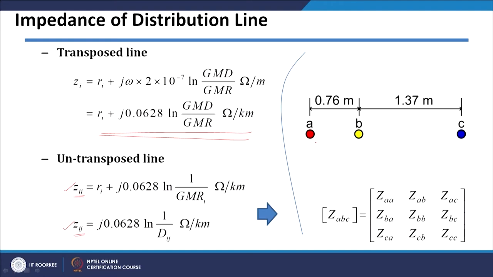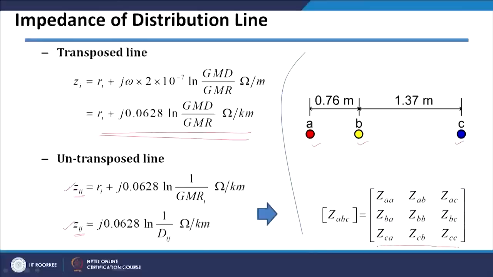Like the system which I have shown here, suppose there are 3 conductors, then there will be a 3 by 3 matrix for an untransposed line, and the entries of those 3 by 3 matrices will be given by this one. So, these ZAA, ZBB and ZCC will be calculated using this formula here, which is given as Zii, and the remaining entries are calculated by using this formula Zij.